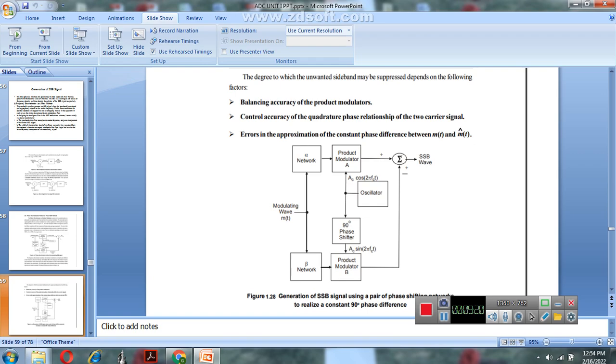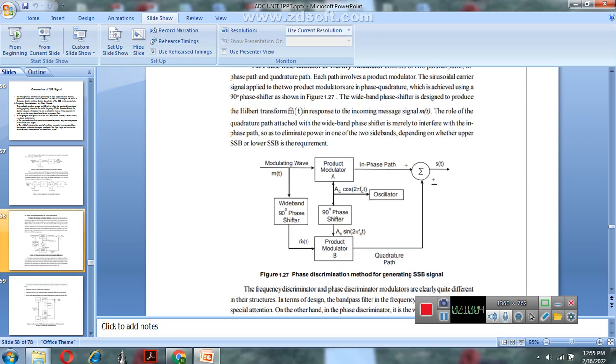The other input is the oscillator. The output of the oscillator is the carrier signal, Ac cos 2 pi fc t, connected to product modulator A. The other is the carrier signal with 90-degree phase shift, Ac sin 2 pi fc t, connected to product modulator B. The outputs of product modulator A and product modulator B are connected to the summation point, plus or minus, and depending on this, the SSB output is produced. So this is the generation of SSB using a pair of phase shift networks.